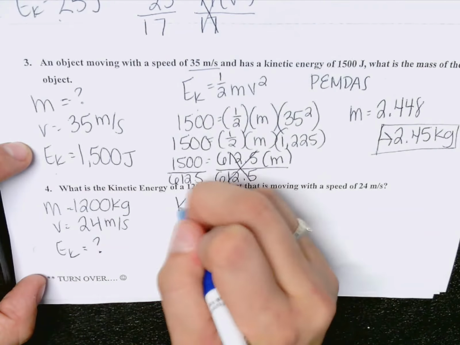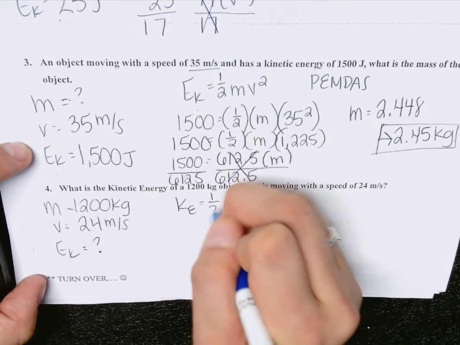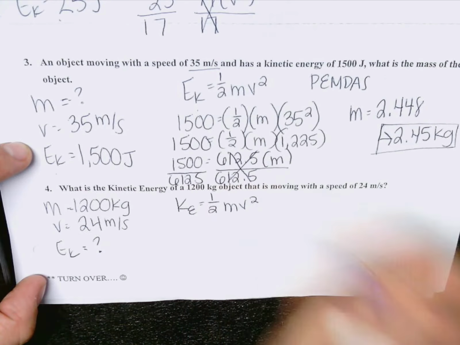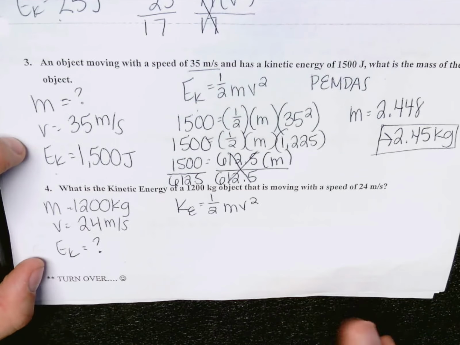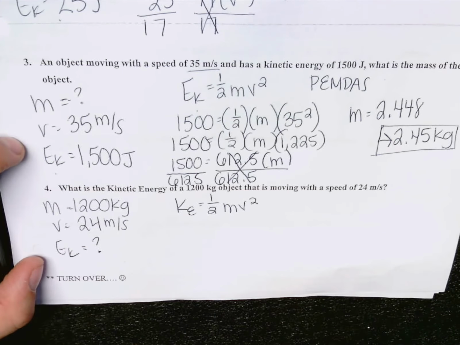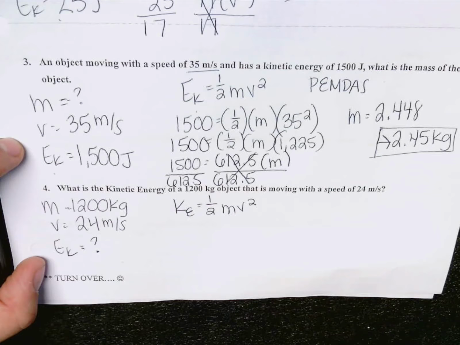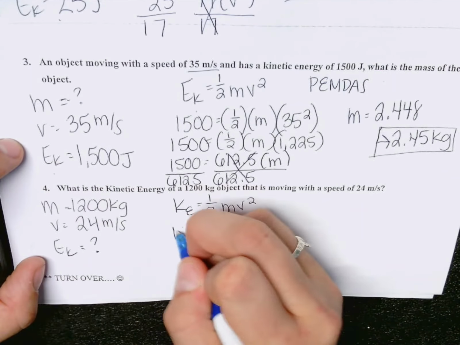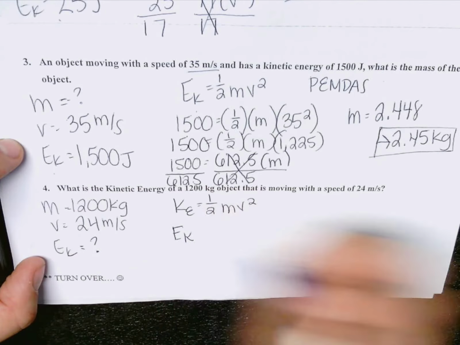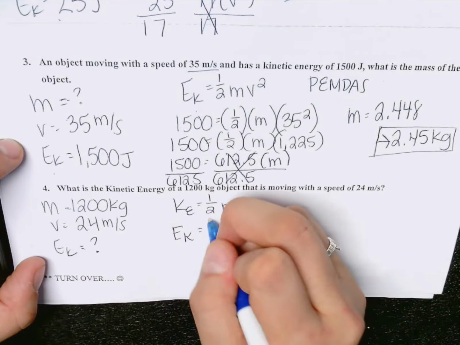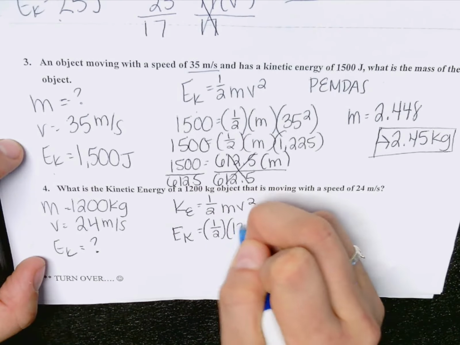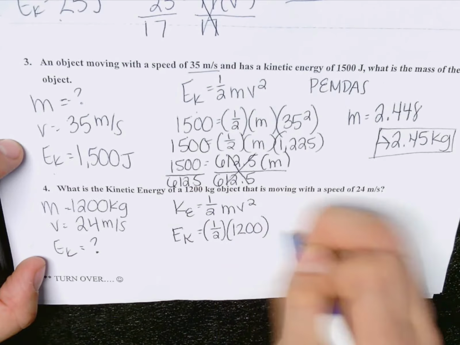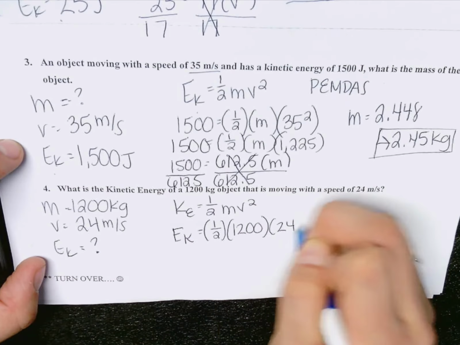Remember, you guys don't have to keep writing out the equation. I'm just doing that so you can see where I'm coming from. This one's easy. We don't have to rearrange the equation. We just have to solve it all the way through. So we need to solve for kinetic energy. So we have to multiply 1/2 times 1,200 times 24 squared.